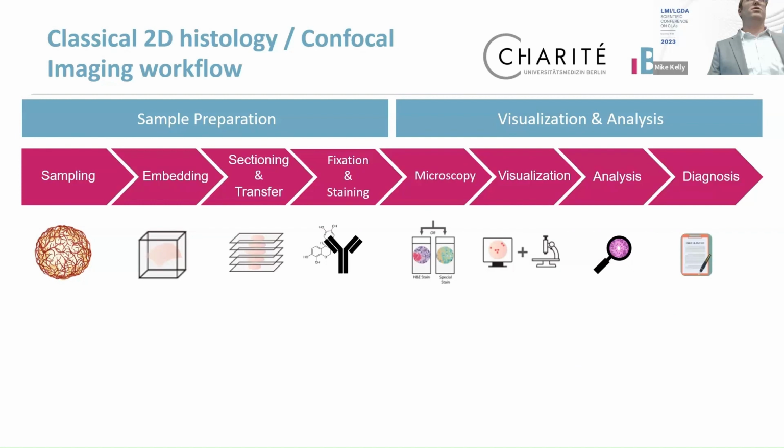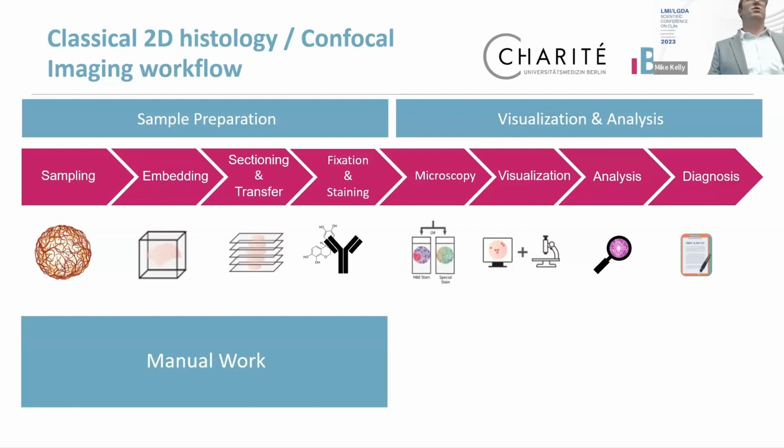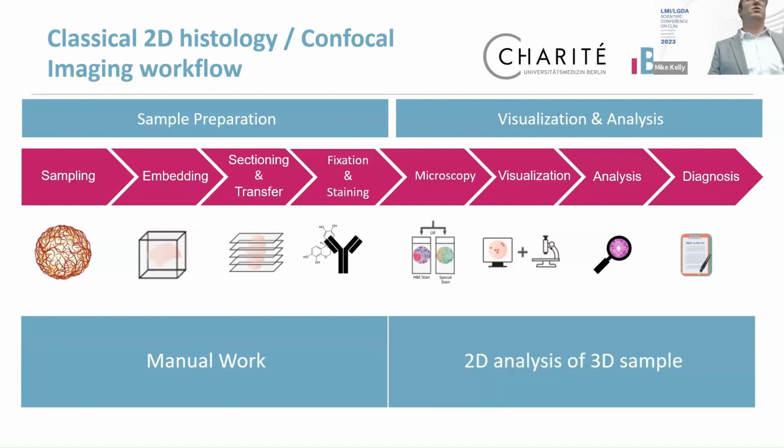And the first part is a lot of manual work, right? If you, for example, have a tissue sample, it's nearly impossible, or at least it takes a few weeks, to section the entire specimen and capture thousands of glass slides. And on the other hand, if you analyze these 2D glass slides, you do a 2D analysis of a three-dimensional sample. That means it might be a bit difficult to understand the phenotype.